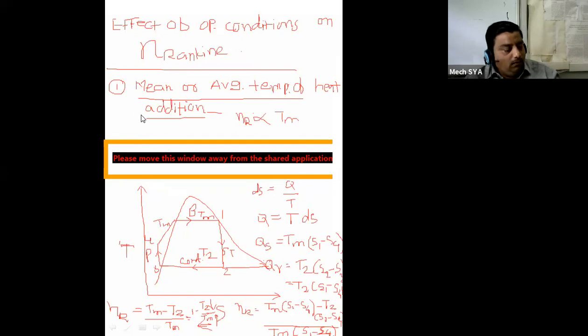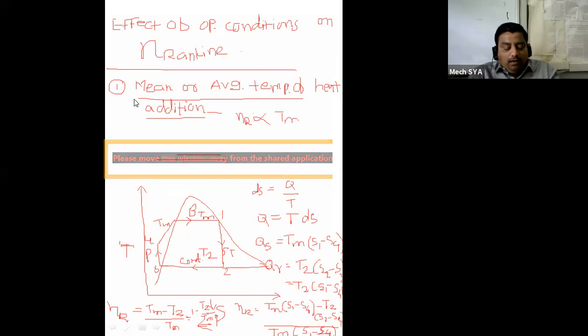Okay, now I request you to write down: take the effect of mean temperature. If the mean temperature of heat addition is increased, then we can say the boiler Rankine efficiency will also be more.